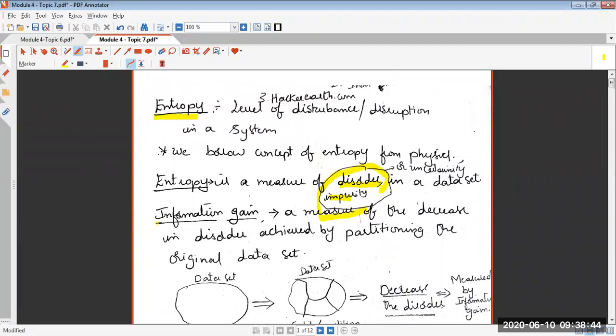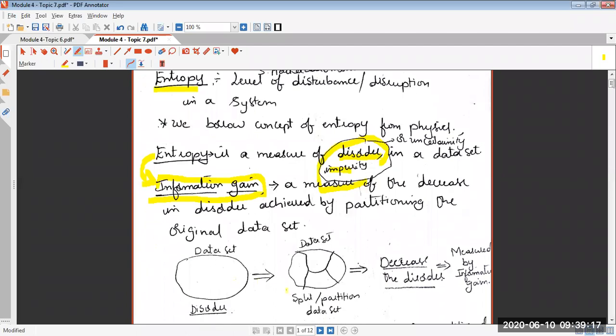Now, how to solve this problem? How to overcome this situation? This can be solved by using the next term that you are seeing, called information gain. Disorder is there in the data. If you try to reduce or remove the disorder, you can clearly identify the class to which this data belongs. This is done using information gain.